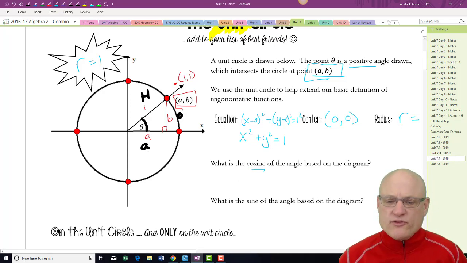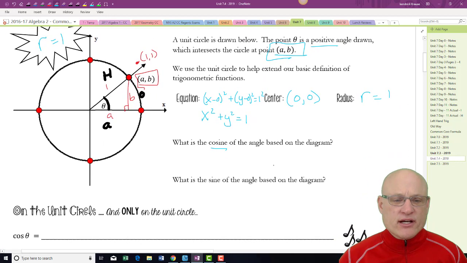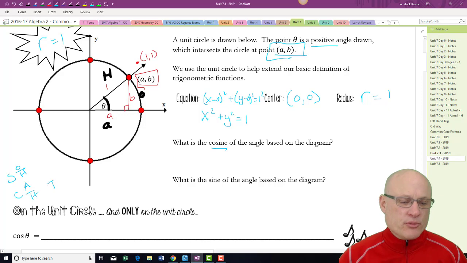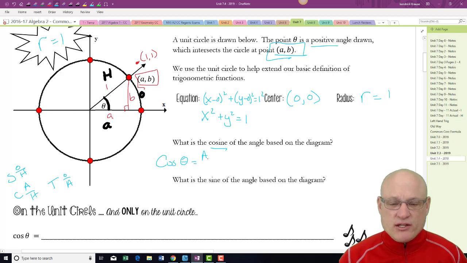The question says, what is the cosine of the angle in the diagram? Well, first of all, SOH CAH TOA: Some Old Horse Caught Another Horse Tripping On Alligators. We're going to use SOH CAH TOA, so cosine of theta is equal to adjacent over hypotenuse. The adjacent is A, so that would be A over the hypotenuse of 1, which just means this is A.